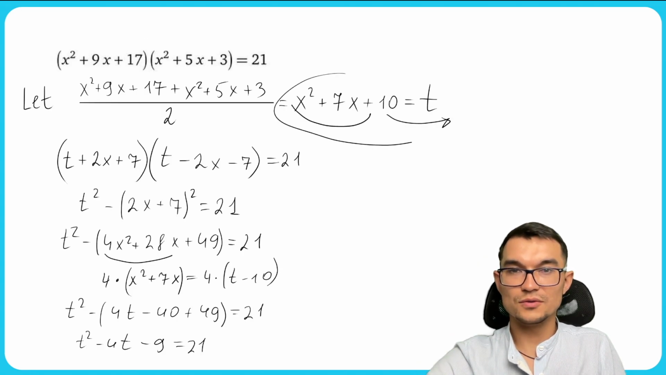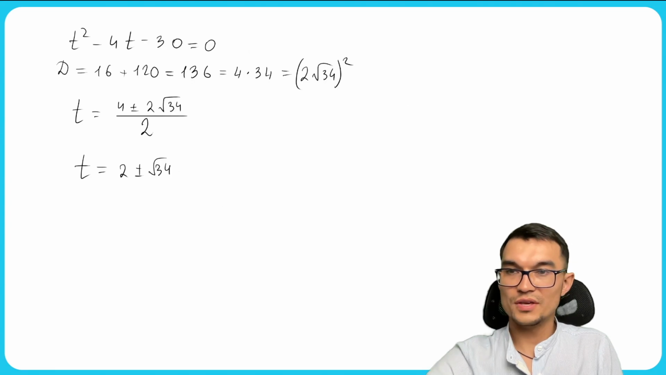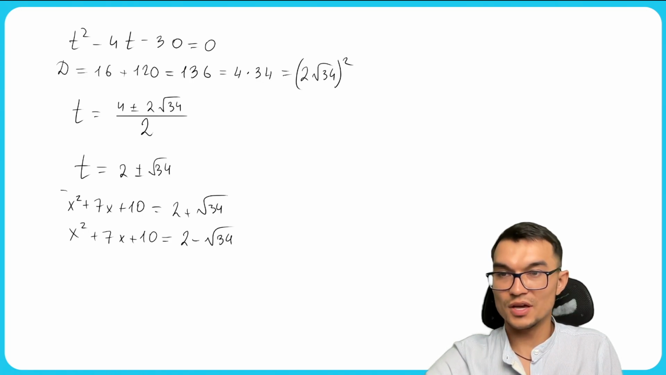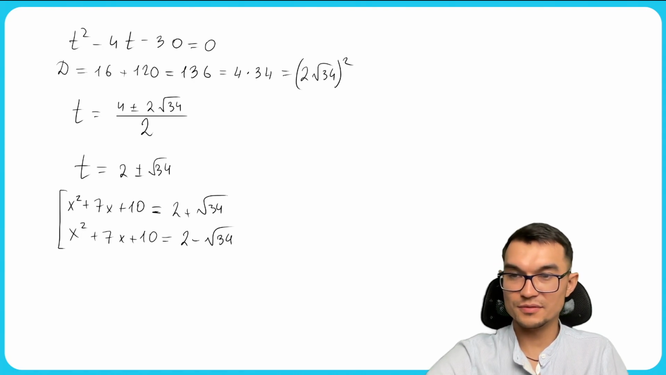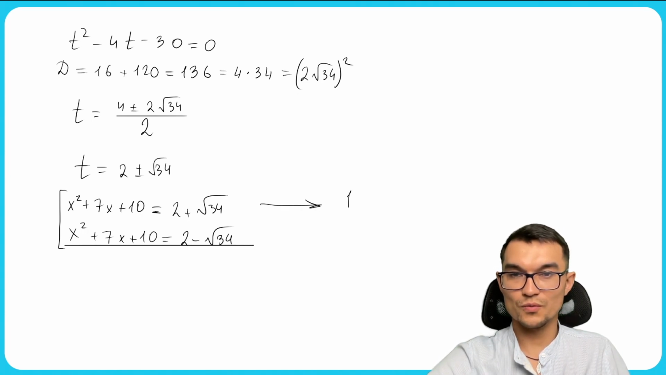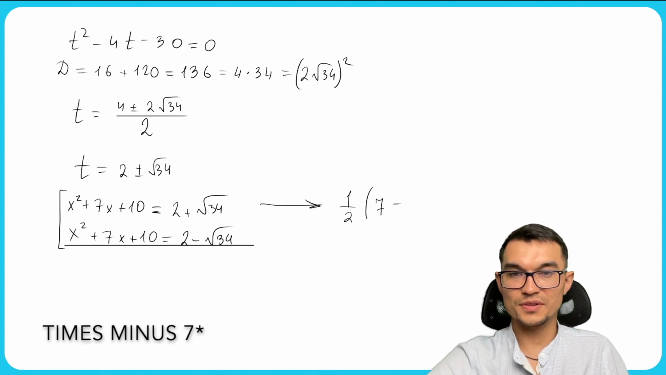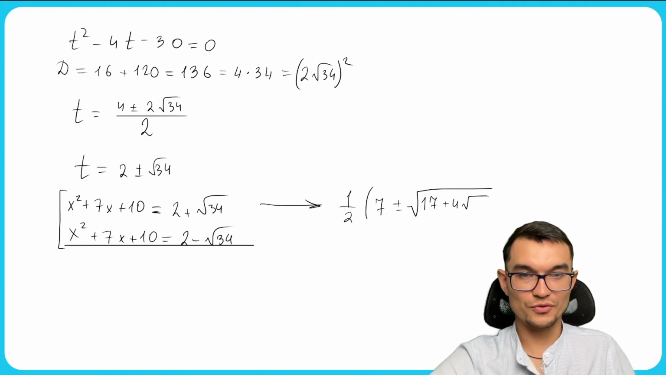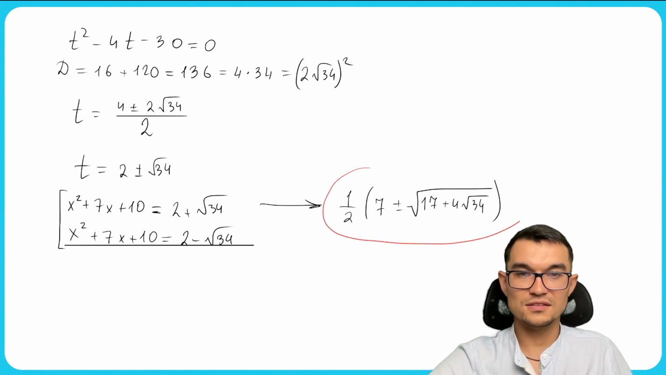And since t equals x squared plus 7x plus 10, we have got two equations. X squared plus 7x plus 10 equals 2 plus square root of 34, or x squared plus 7x plus 10 equals 2 minus square root of 34. So we have to solve these two quadratic equations, and solving them isn't that much of a problem. Let me just tell you that this one doesn't have any solutions. And the solutions of this one are 1/2 times 7 plus or minus square root of 17 plus 4 square roots of 34. And that is the answer to our problem.